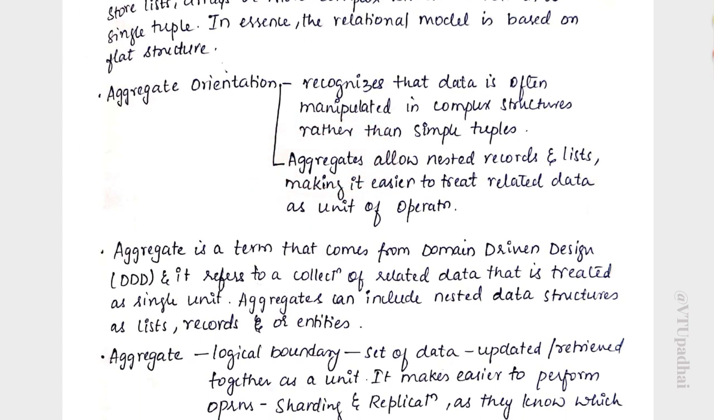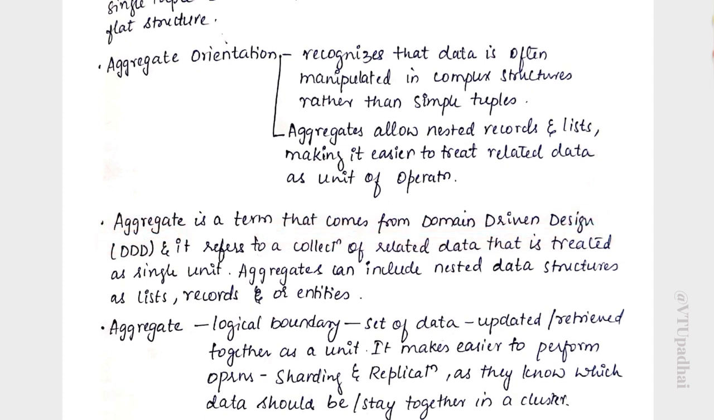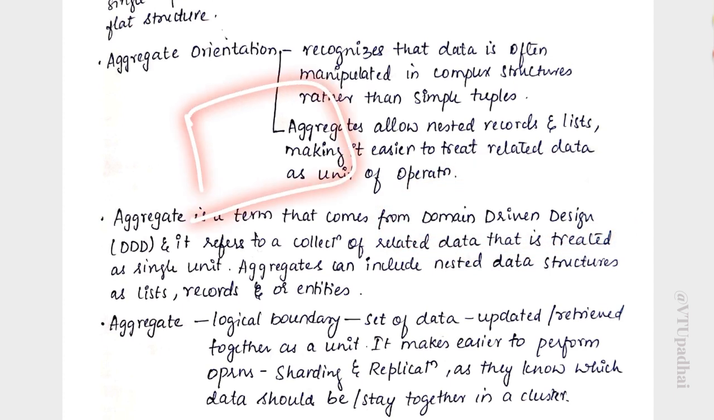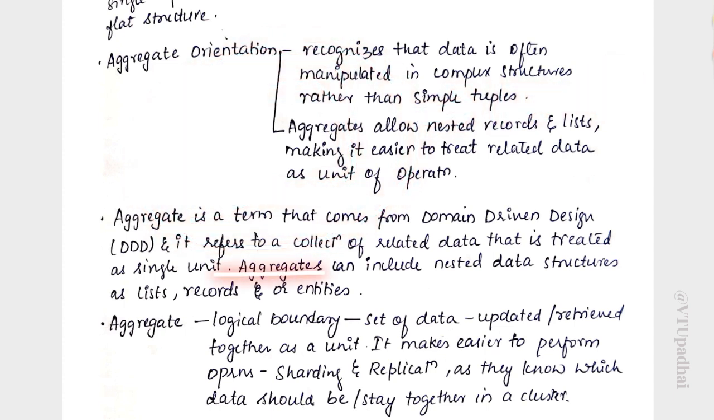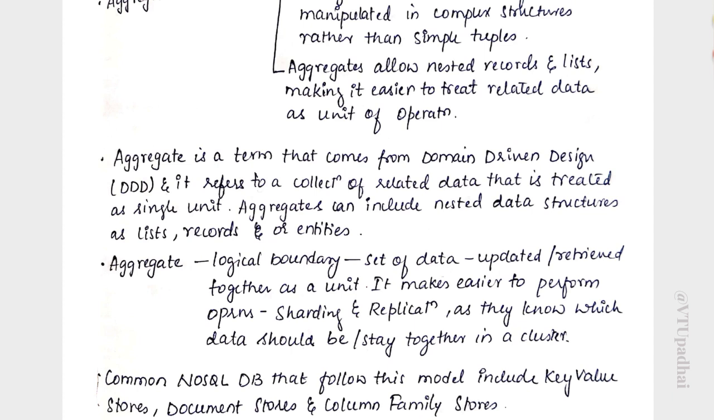Looking at the definition, aggregate is a term that comes from domain driven design, that is DDD. It refers to a collection of related data that should be treated as a single unit. So domain driven design tells us that whatever data you are storing, this entire thing should be treated as one unit. Aggregates can include nested data structures such as lists, records, or any other entities. The common NoSQL databases that follow this are key value stores, document stores, and column family stores.